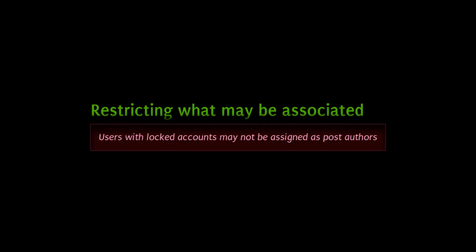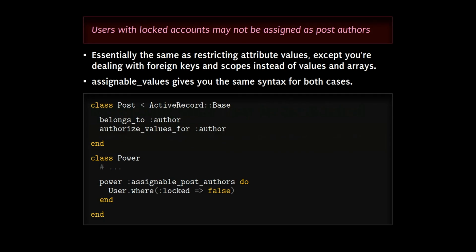Restricting what may be associated. It's sort of similar to what we had with the values that are allowed, but now we're not talking about flat attributes with the model, we're talking about things that are associated with the model that we're looking at. So for example, users with locked accounts may not be assigned as post authors. So what does this mean? Essentially, it's the same as restricting a scalar attribute like a string or integer, except that we're now dealing with scopes and with foreign keys instead of flat values.